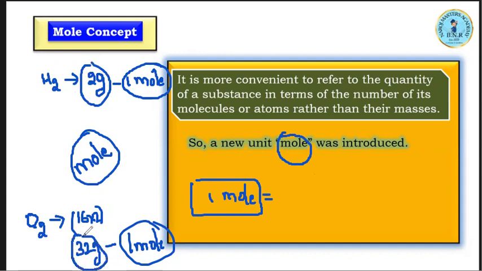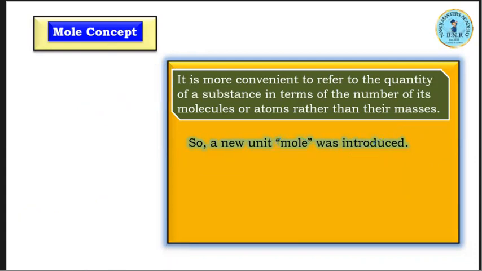Can you find it for nitrogen, N2? Atomic number is 7. Mass is 14. So 14 into how many nitrogens are there? 2. 28. So 28 grams is equal to 1 mole. Okay, very important. Based on this, we'll solve a few problems as well.